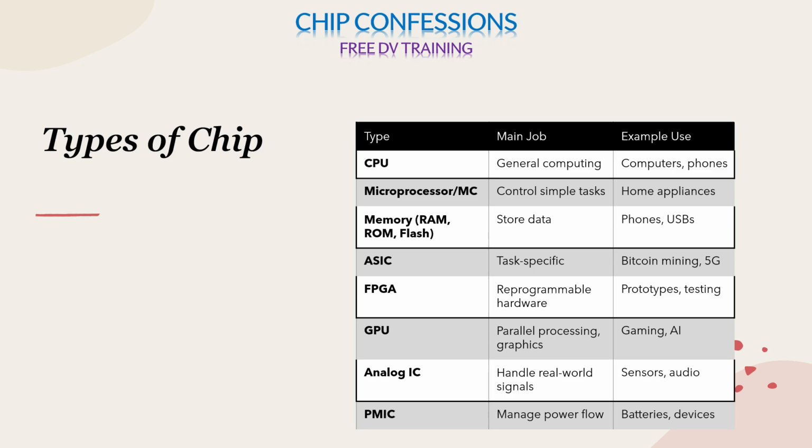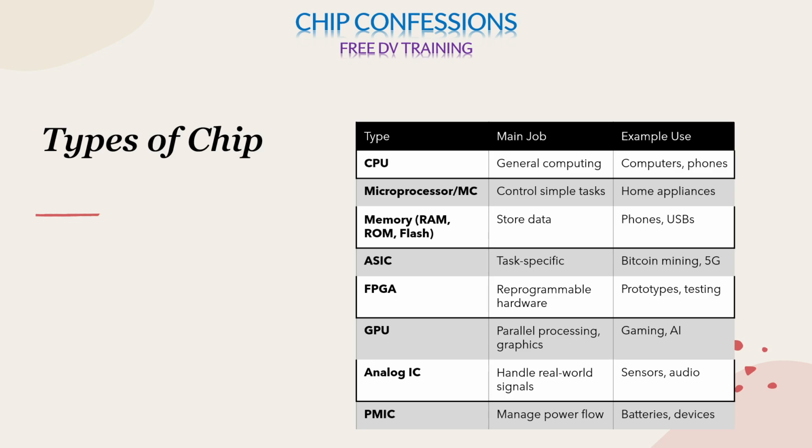So first is the CPU. CPU is the central processing unit, which is used for general computing, and it is mainly used in computers, desktops, laptops, and phones. It is for general computation. It houses your ALU and your memories. You will be seeing these in your desktop; that is your CPU, which is seen everywhere.